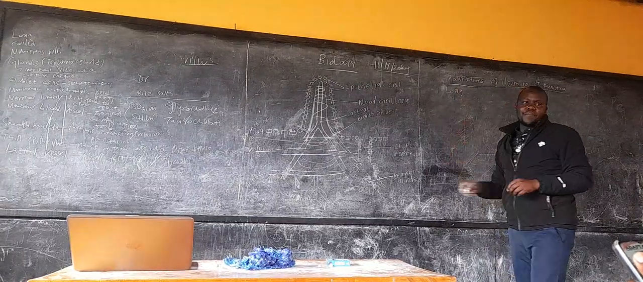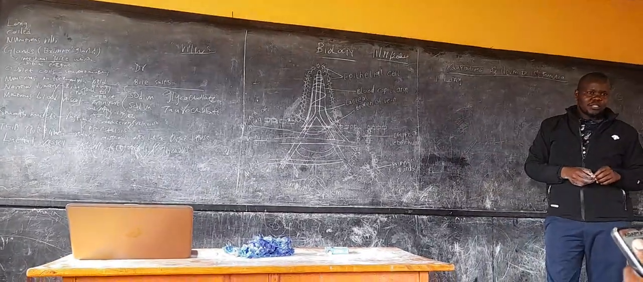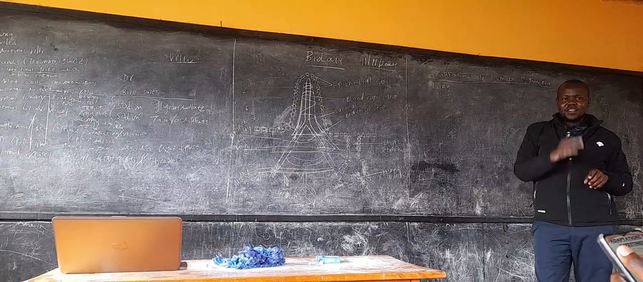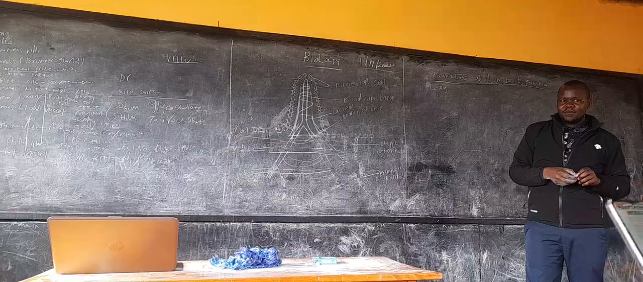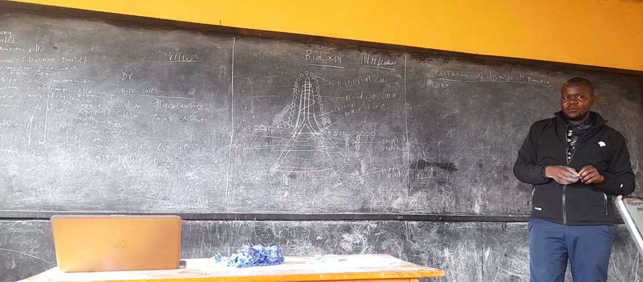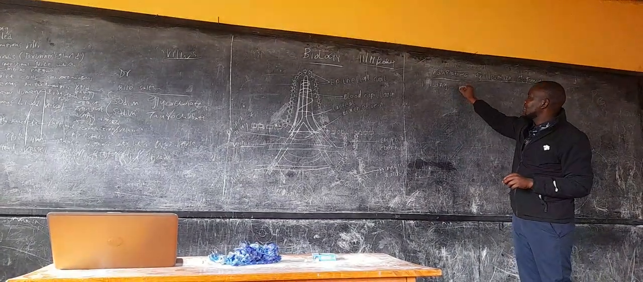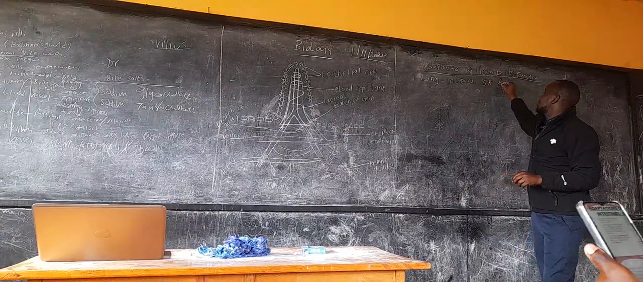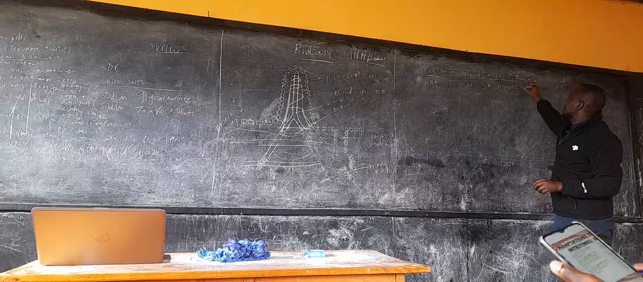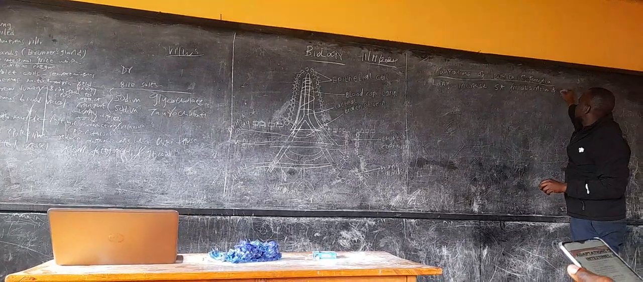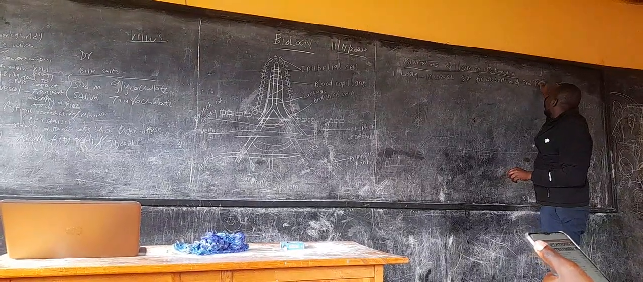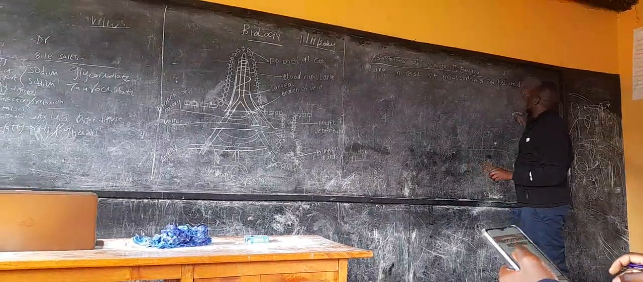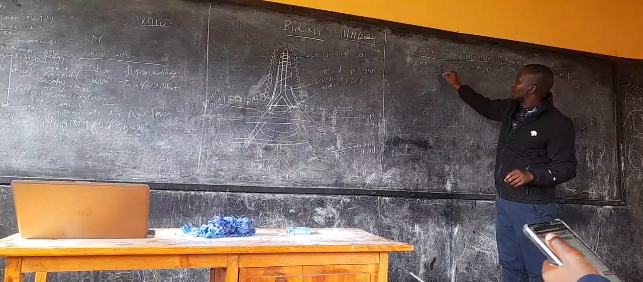Being long, to increase the surface area. Long does what? It increases the surface area for absorption of food. This one is about the increase of what? Surface area, for what? Absorption of end products of digestion. That is being long.